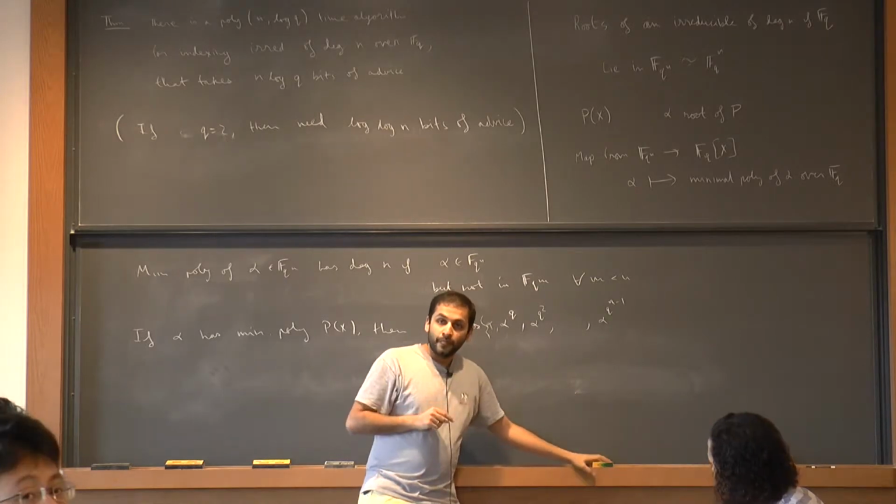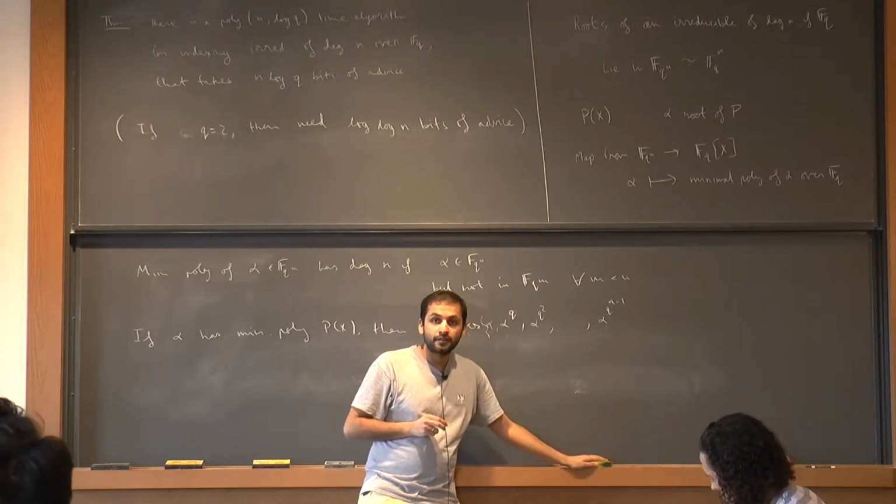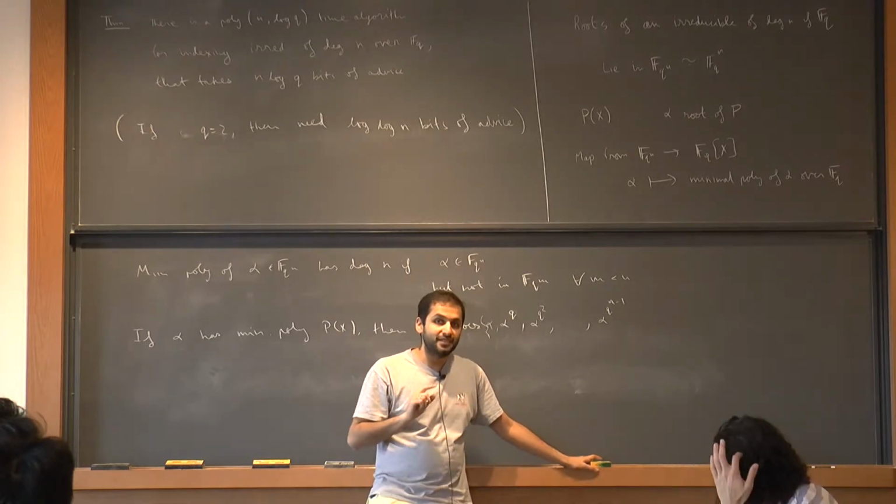Aren't there many copies of FQ to the m inside FQ to the n? What do you mean? No, there's only one copy of FQ to the m inside FQ to the n. Yeah.